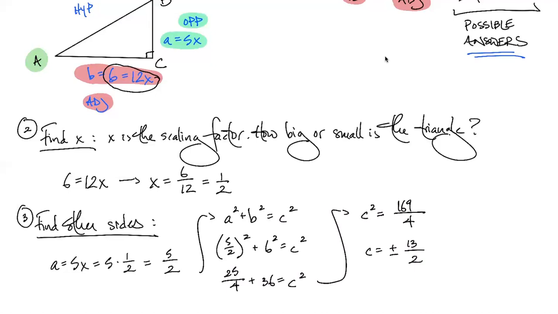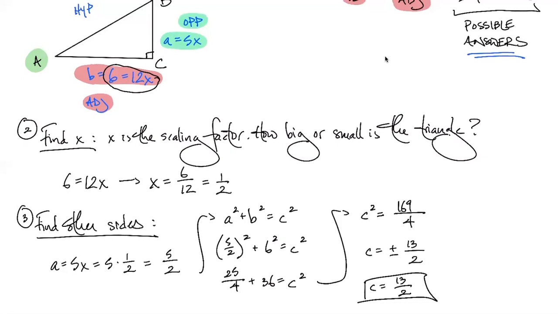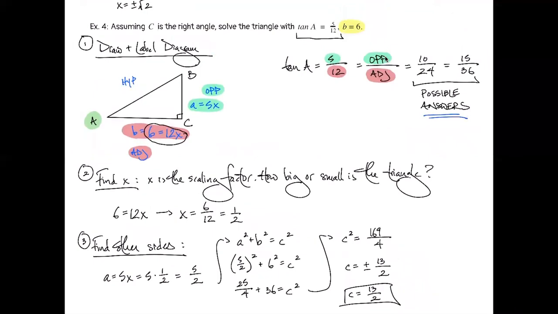We know that it's going to be the positive version because we're looking at side length, right? But we want to make sure we're setting that good precedent that every time we take a square root, we've got a plus or minus. All right, so there's that whole problem on one screen.